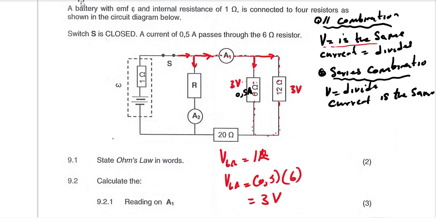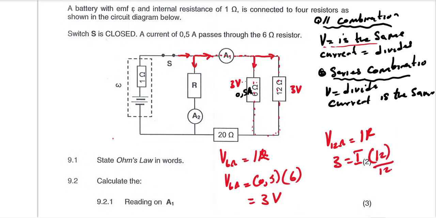So since we know our voltage at this point, let's find the current. The voltage of the 12 ohm resistor is equal to what? IR. The voltage of the 12 ohm is 3, equal to what's your current? We are looking for it. And then what's your resistor? Your resistor is 12. Do you get me?